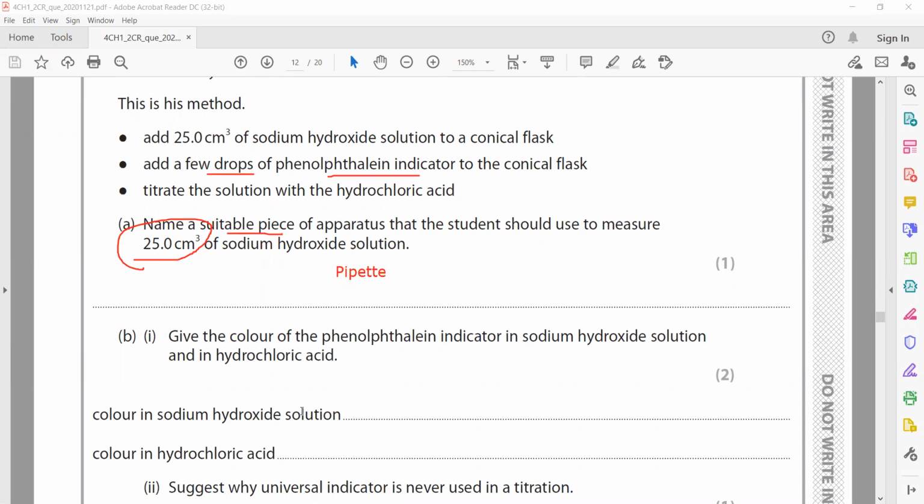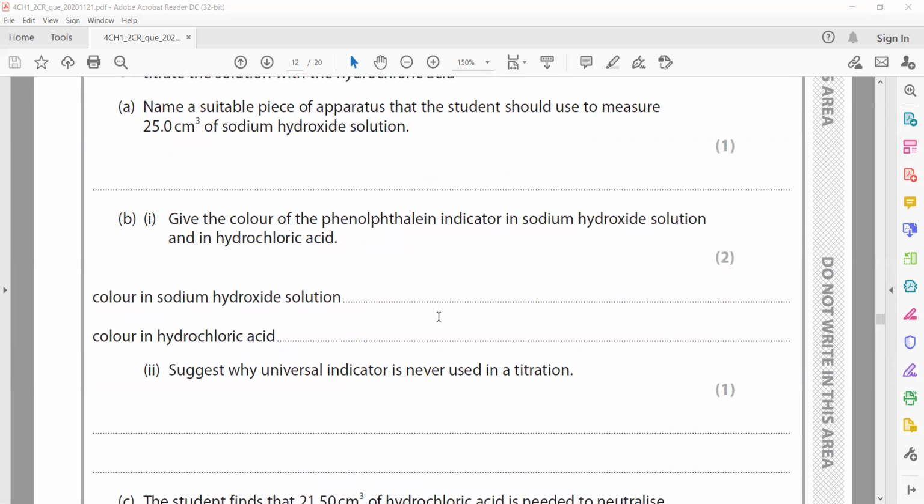Give the color of phenolphthalein in sodium hydroxide. Phenolphthalein is colorless in acidic, and in alkaline it is pink in color. So originally it will be pink, then it will be colorless.